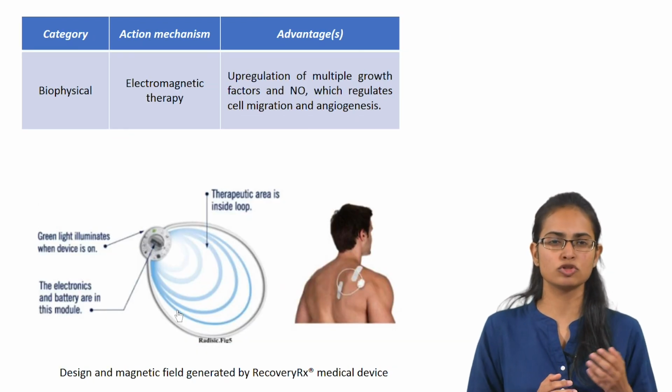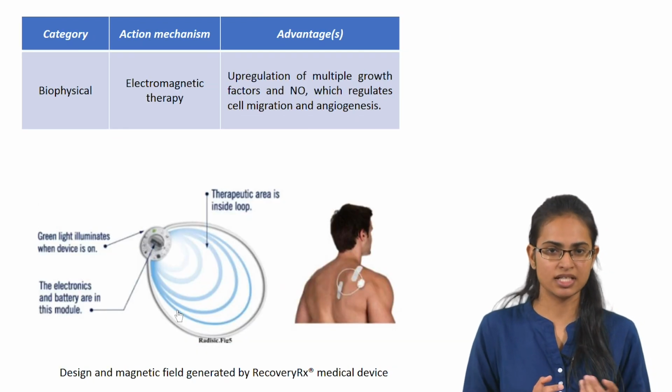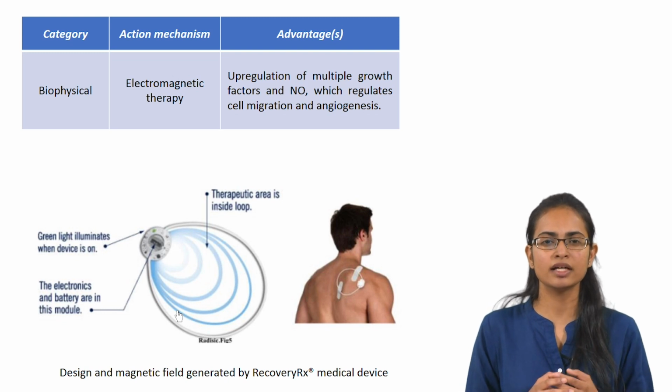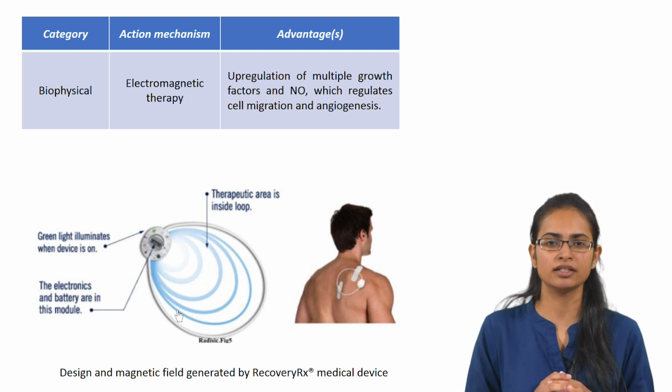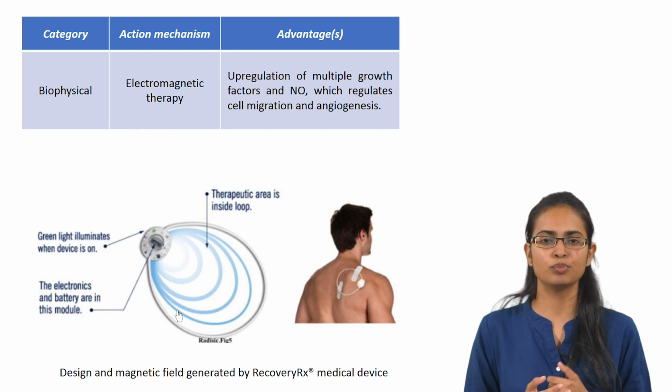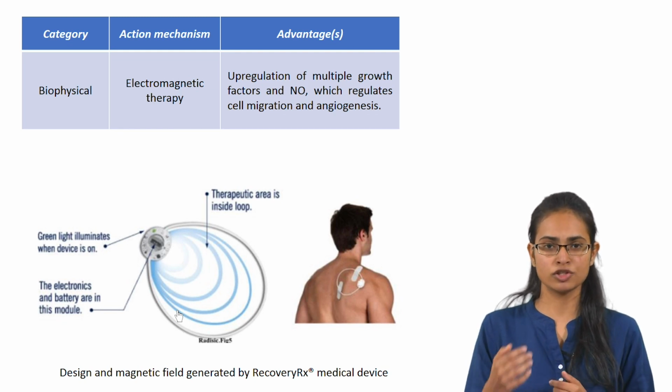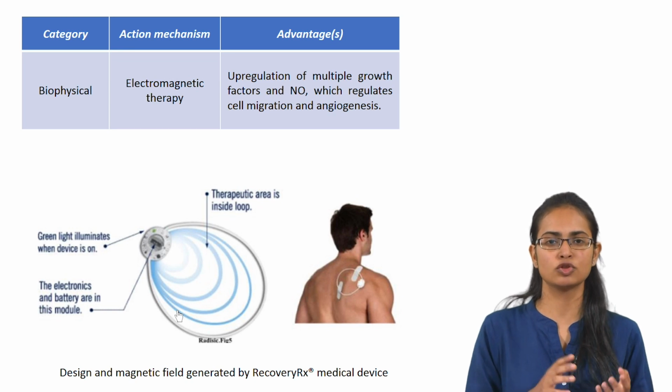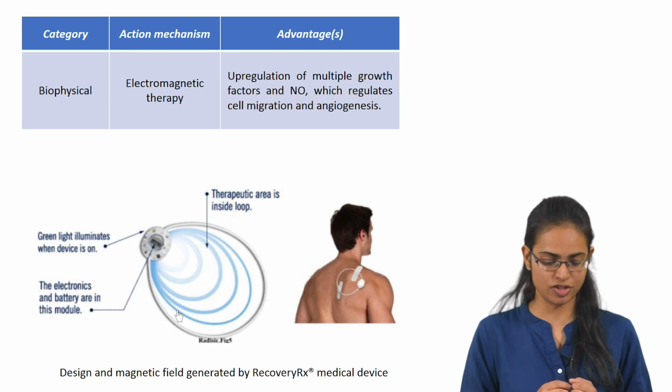Electromagnetic therapy has also been used as a biophysical signal. It resulted in upregulation of multiple growth factors, including nitric oxide, which is very important for angiogenesis, and this therapy has also been shown to regulate cellular migration.